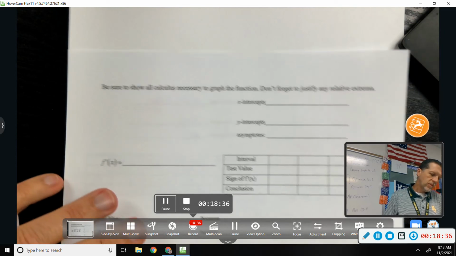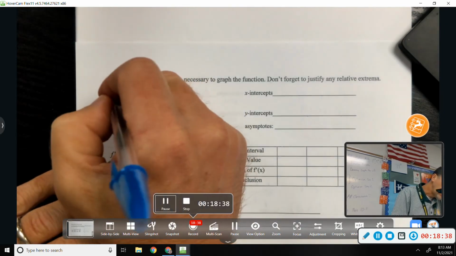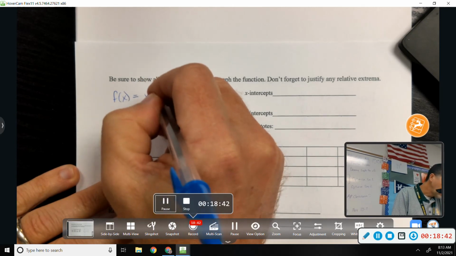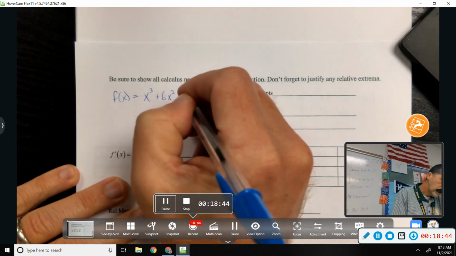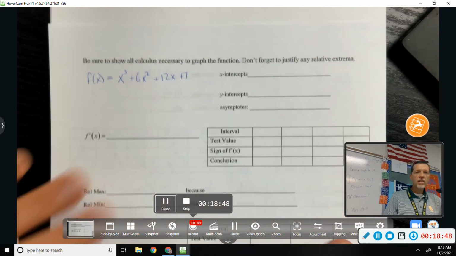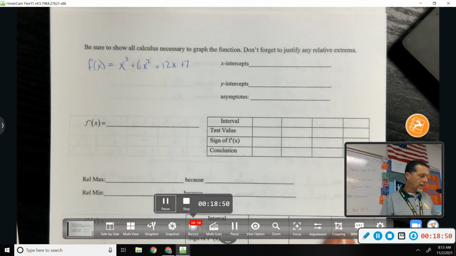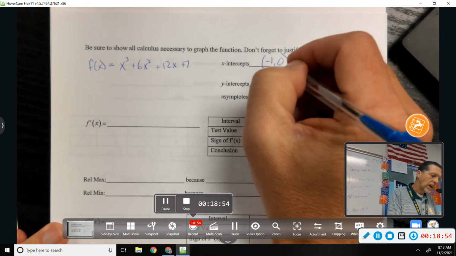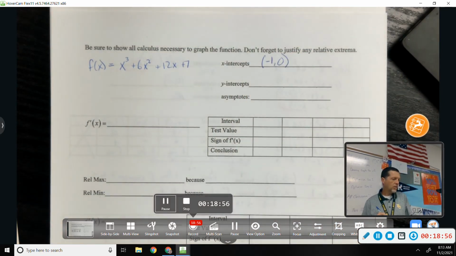Don't worry about that. On the back, here's the one I want you to graph. So do all the same steps with x cubed plus 6x squared plus 12x plus 7. Finding an x-intercept is kind of tricky for one like that, so I'll just spot you the x-intercept: negative 1, 0. And then follow the same steps that we did on the last one and graph it.